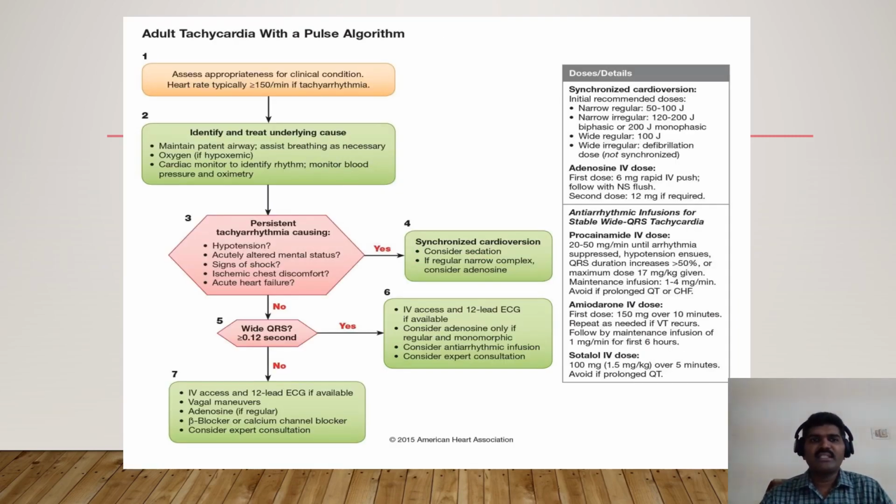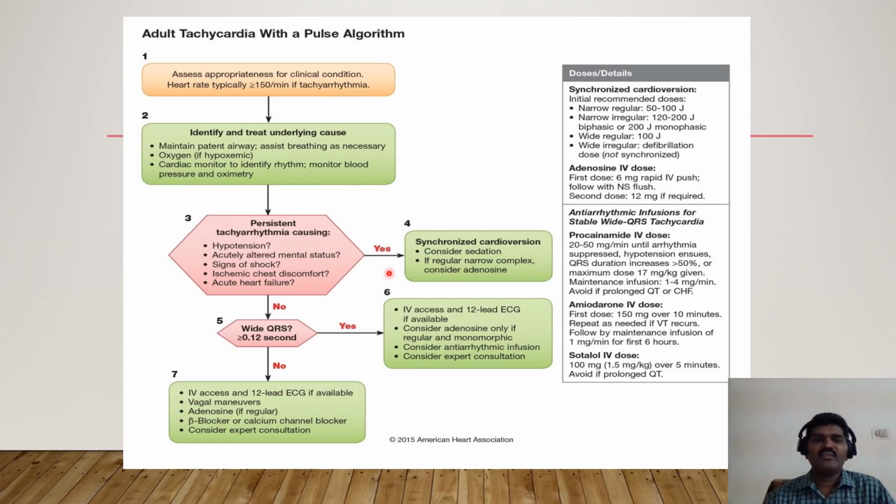If you are seeing a tachycardia, again the same steps as for appropriateness of the clinical condition. Heart rate is typically greater than 150 per minute in a tachyarrhythmic rhythm. Most important thing here is identifying and treating the underlying cause, maintain a patent airway, assist breathing if necessary, supplement oxygen if the patient is hypoxemic, connect to a cardiac monitor to identify the rhythm, monitor blood pressure and oximetry. Persistent tachyarrhythmia that is causing hypotension, acutely altered mental status, signs of shock, ischemic chest discomfort or acute heart failure.